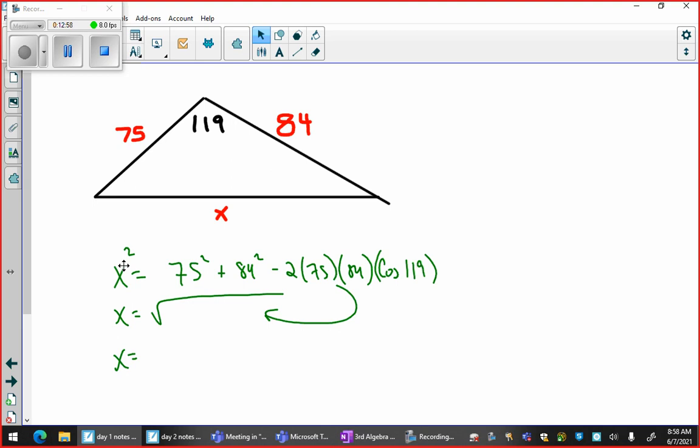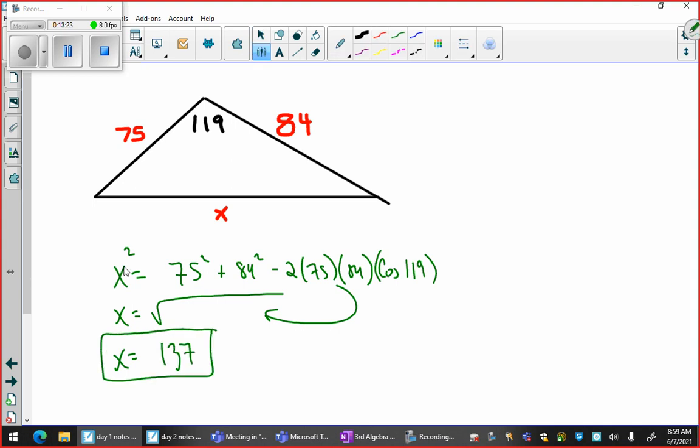All right, so let's plug this in the calculator. Second square root, 75 squared plus 84 squared minus 2 times 75 times 84 times cosine of 119. You get that x is about 137 feet, miles, inches, yards. We okay with that? All right, so I'm just going to end that.